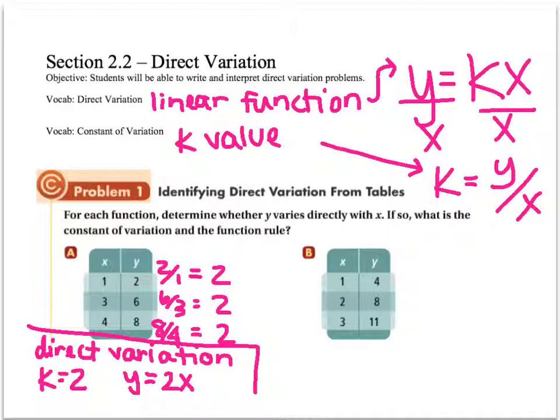For part B, determine if it's a direct variation by finding the k value. We have 4 divided by 1 is 4. 8 divided by 2 is 4. 11 divided by 3 is not 4, right? 11 divided by 3 gives you a decimal of 3 2/3, or 3.6 repeating. So since all of our k values are not the same, this is not a direct variation.